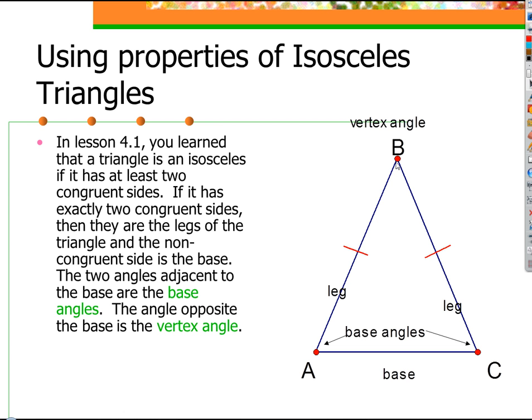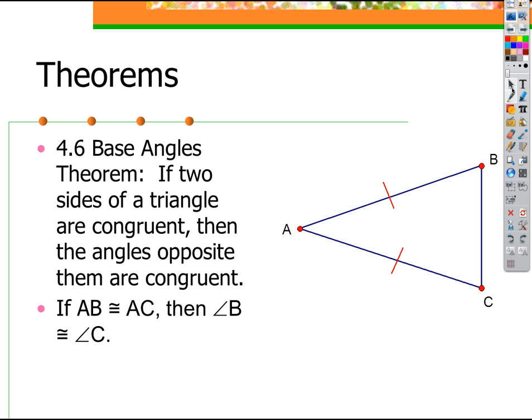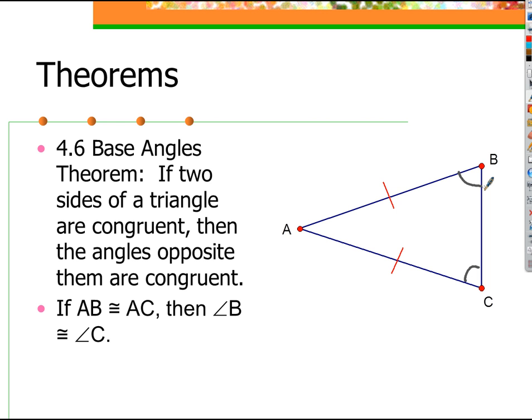Okay? Now, what do we know about these isosceles triangles? Well, here's something we're going to add. The base angles theorem. The base angles theorem just says, and this is really useful, that if two sides of a triangle are congruent, so in other words, if you have an isosceles triangle, then the base angles are always congruent. So the angles opposite the legs in an isosceles triangle, the base angles, we always know are congruent. So I could write in that congruence. There it is, right? Okay, there's the base angles theorem.